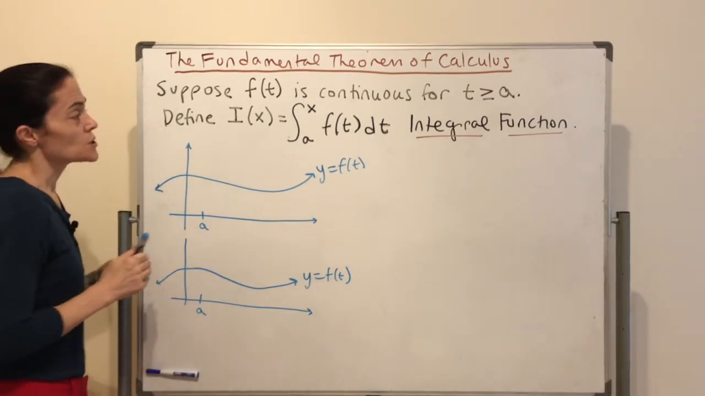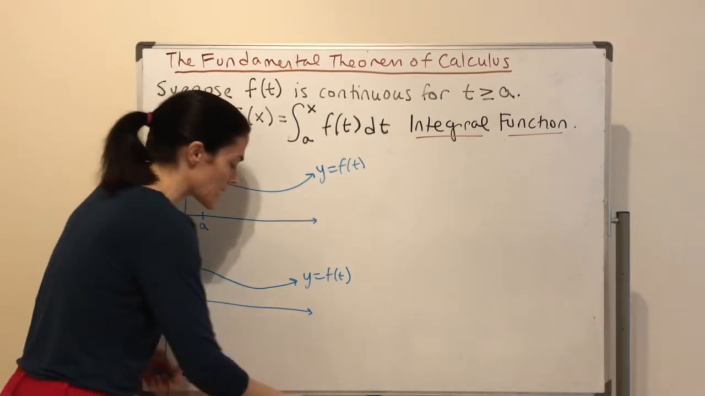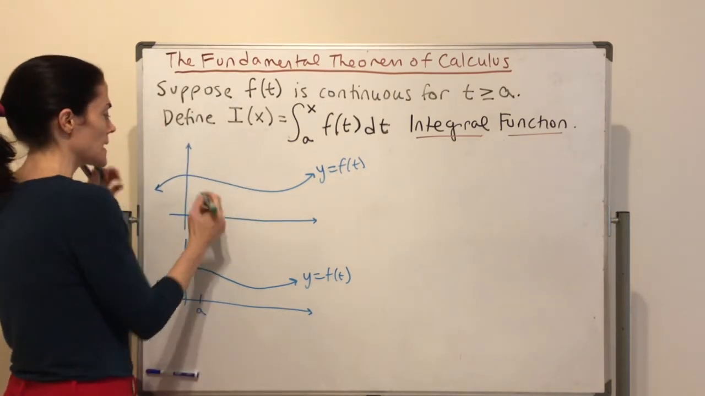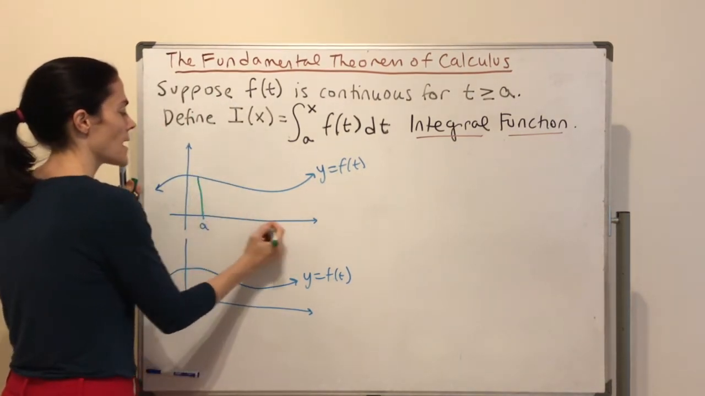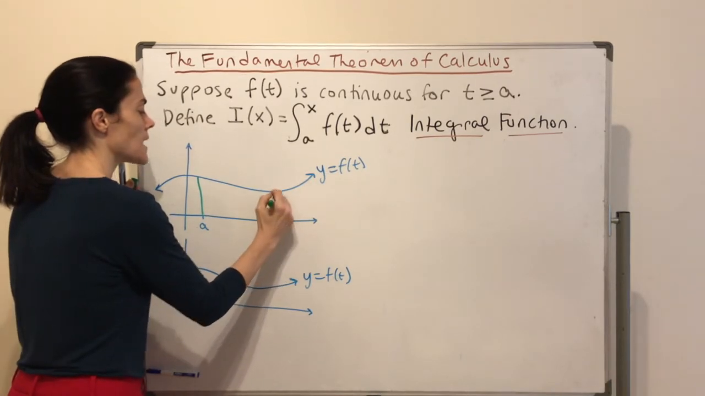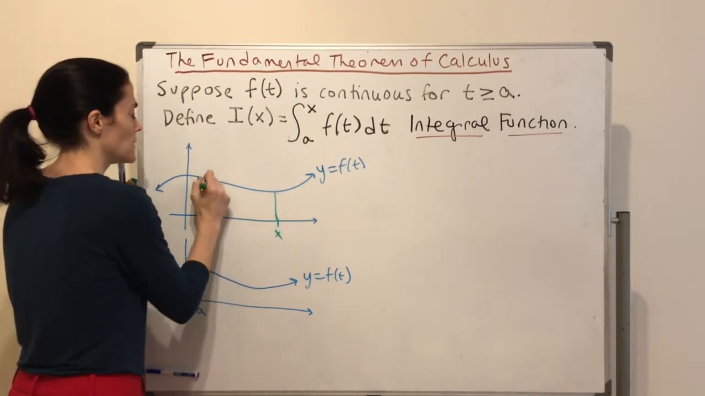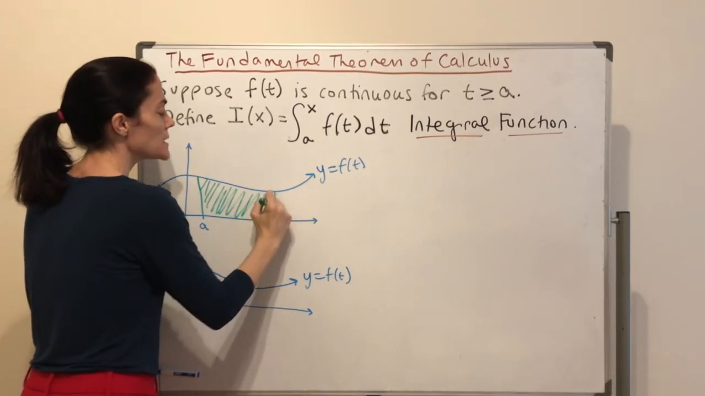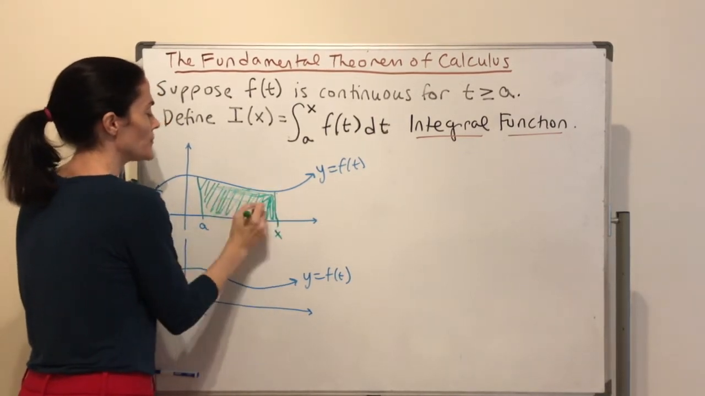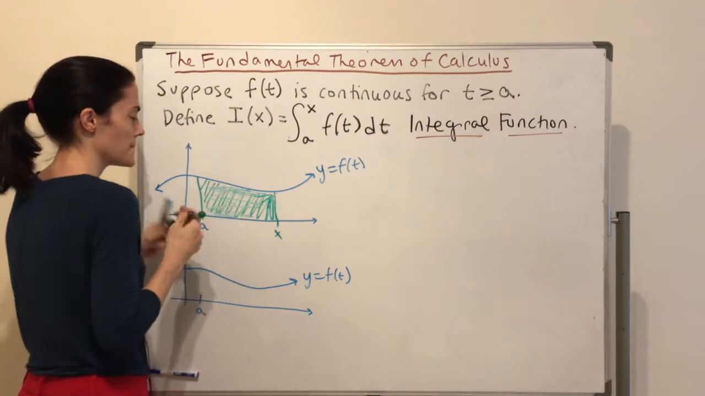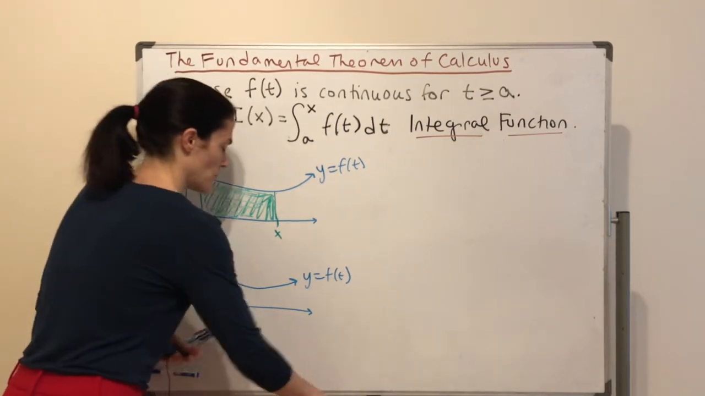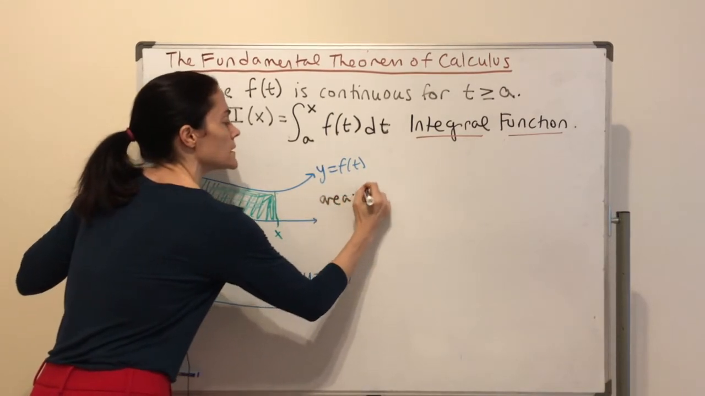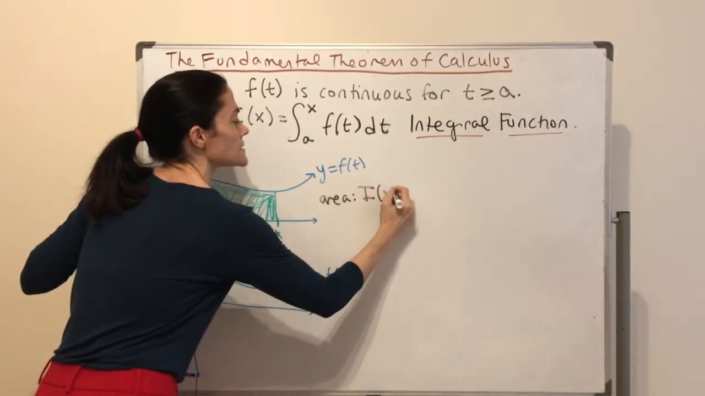So redraw. I'm trying to draw the same function. Okay, so what is I of x? Well, we discussed this last time. It's the area from a to x, area underneath the curve. This area is this capital I of x, okay? Maybe I will put that here. This area is capital I of x.